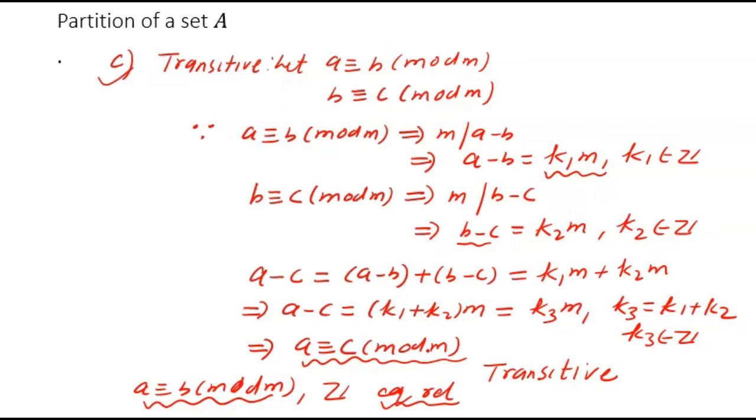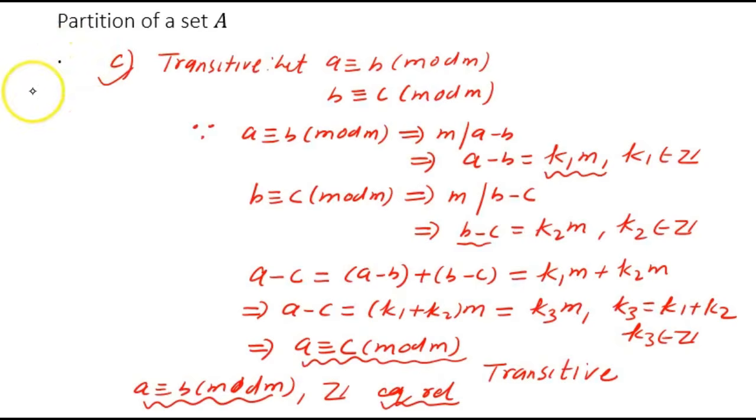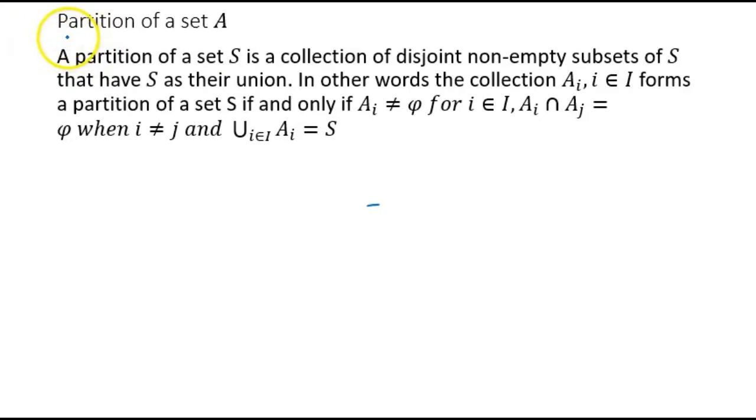Now the next thing that I wanted to discuss was partition of a set. So let us move to the next page to discuss the partition of a set and other aspects of equivalence relation. So what is a partition of a set? You can read this definition and then I will explain. A partition of a set S is a collection of disjoint non-empty subsets of S that have S as their union.